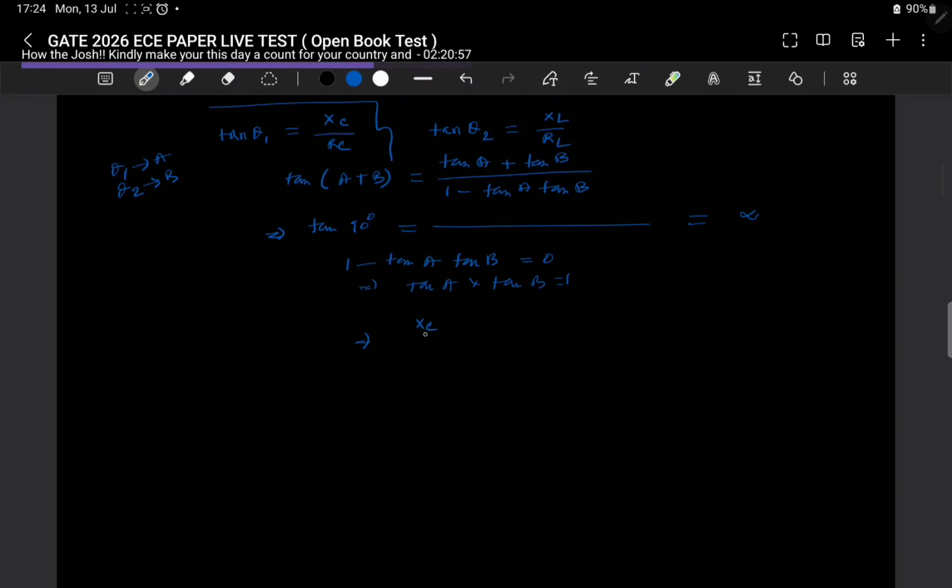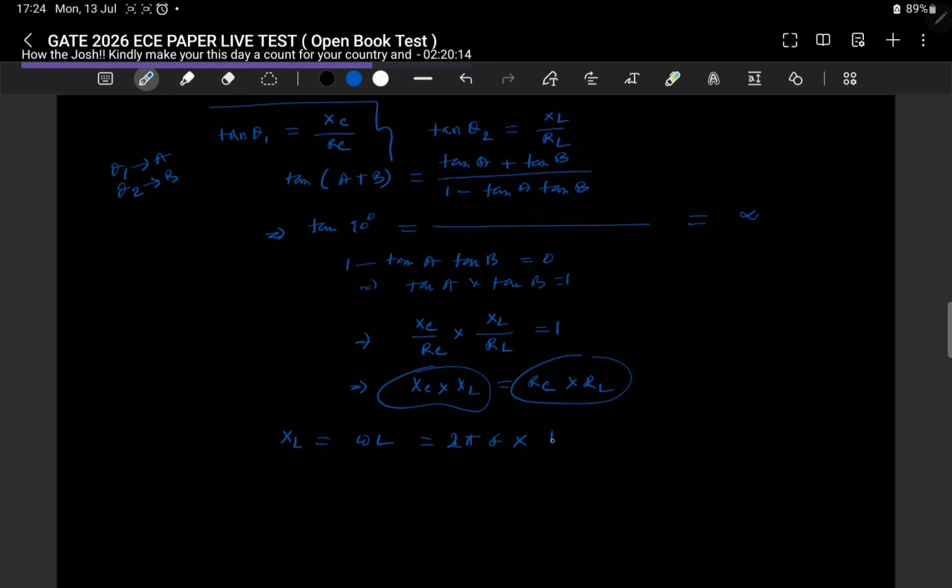Now it will be xc by rc into xl by rl equal to 1. Now xc into xl equal to rc into rl. So if we want to find out this, we can find out this only. Now what is xl? Xl equal to omega L. Omega is 2 pi f into L.